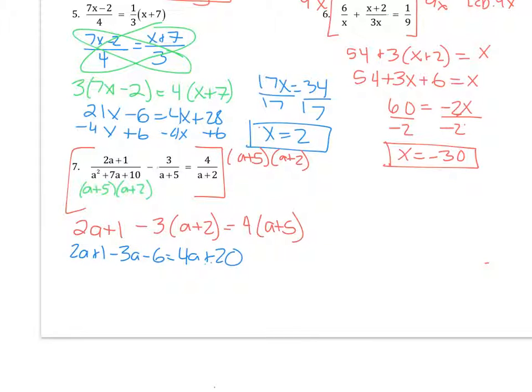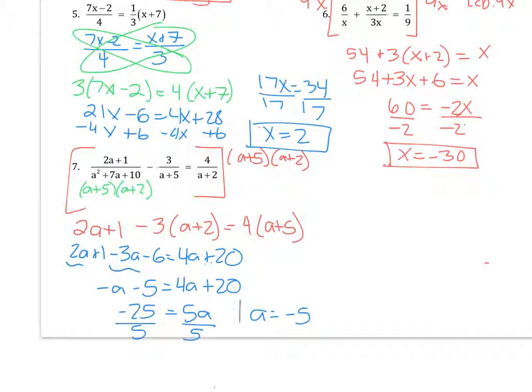I'm going to combine like terms. 2a minus 3a is negative a, 1 minus 6 is minus 5. Move my variables to one side, numbers to the other. And I get that a is negative 5.